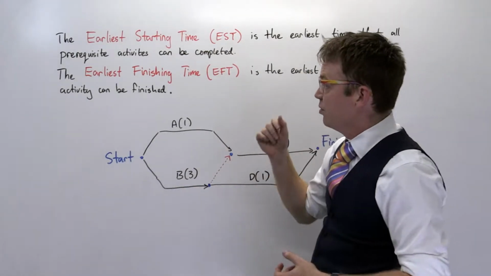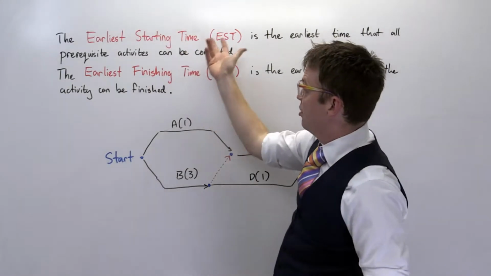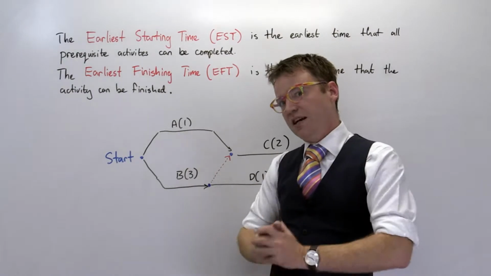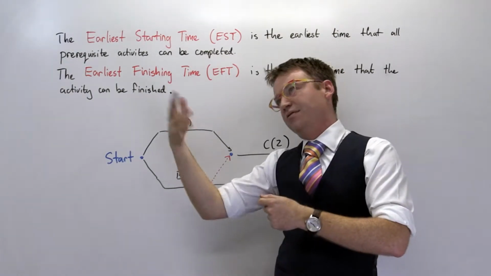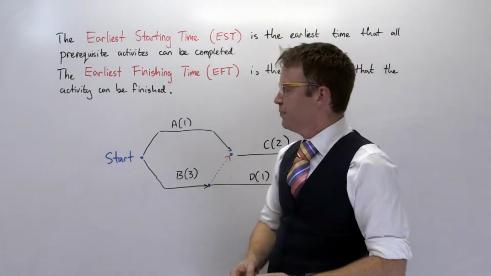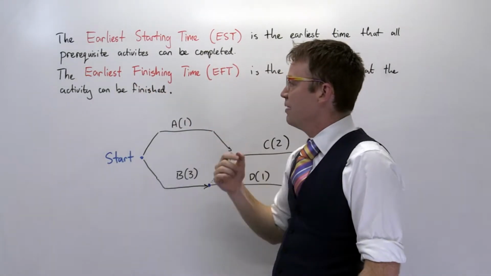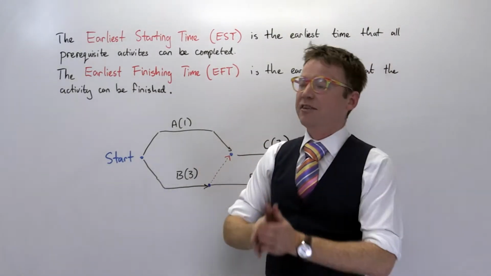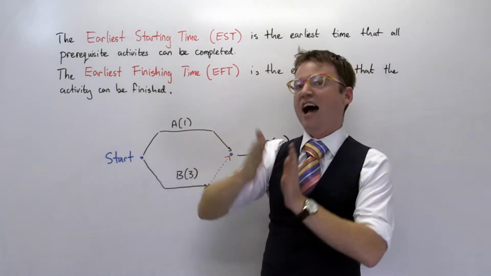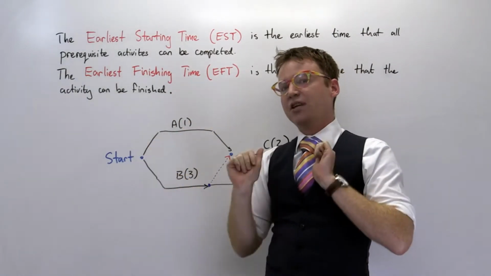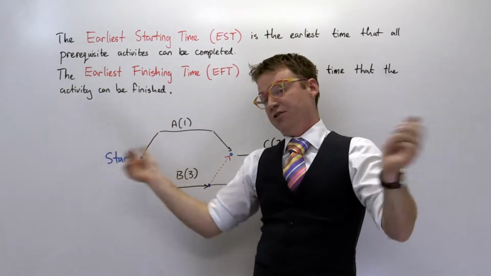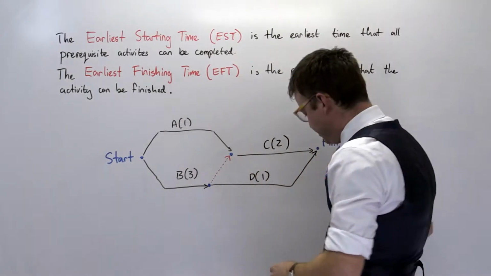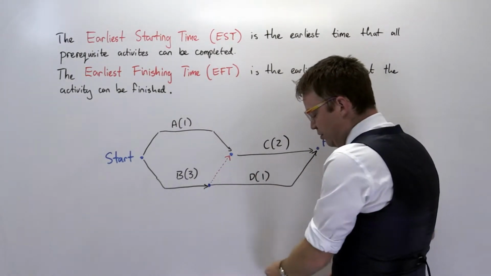In particular, we're going to look at the earliest starting time of each activity, which is defined to be the earliest time that all the prerequisites of that activity can be completed, and of course that activity can then be started. And we're also going to look at the earliest finishing time, which is the earliest time that activity can be finished, but in reality we really just look at the earliest starting time and then add the time it takes to actually do that activity, and that becomes the earliest time it can be finished. So it's this one that we really look at, and this one's kind of a secondary thing.